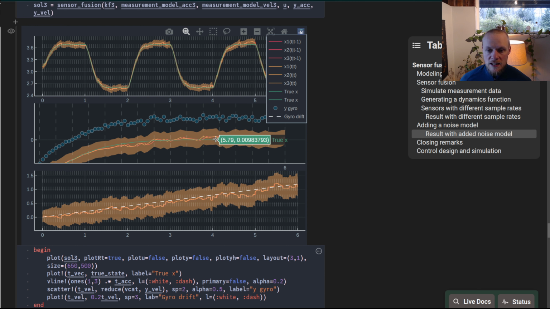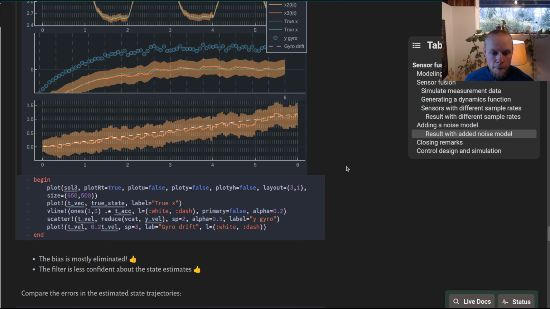So in a practical application, this green line would not be accessible. We don't know that. That's what we're trying to estimate. But our estimate here in this simulation is close to the true value because we have estimated the drift of the gyroscope. All right, so that's a successful application of sensor fusion.